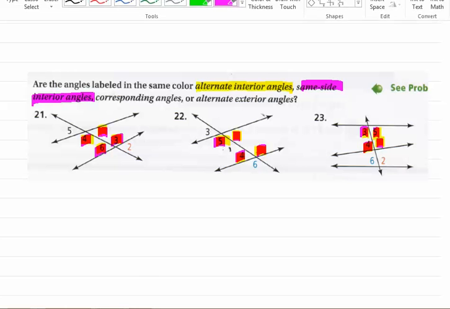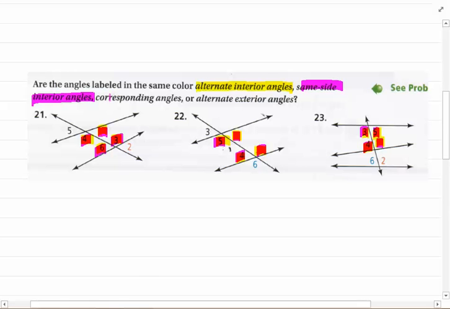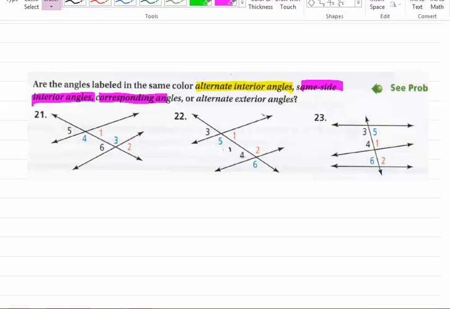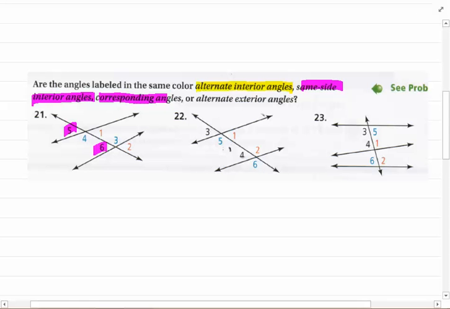Alright, and then let's look at corresponding angles. Let me erase these right here. And we can look at corresponding angles such as angle 5 and angle 6 are corresponding, angle 3 and angle 4 is corresponding, angle 6 and angle 5 is corresponding. I think that is it.